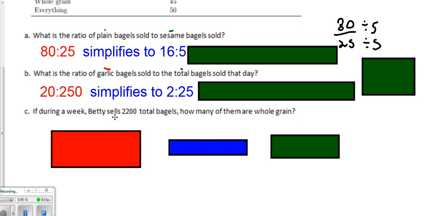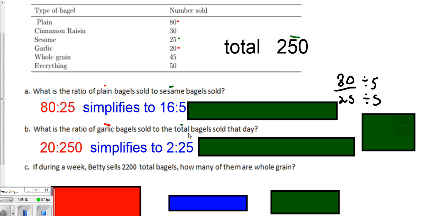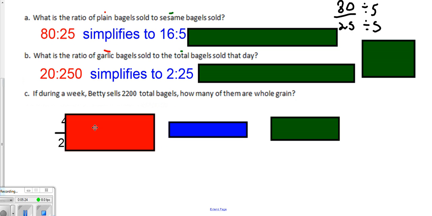If during a week Betty sells 2,200 bagels in total, how many of them are going to be whole grain? Well, again, we know our total for one day, and we know our whole grain for one day is 45. So we can start by making that ratio whole grain over total. Now, if we want to know the same for a week, we know that we can sell 2,200, but we don't know how many whole grain that would be.